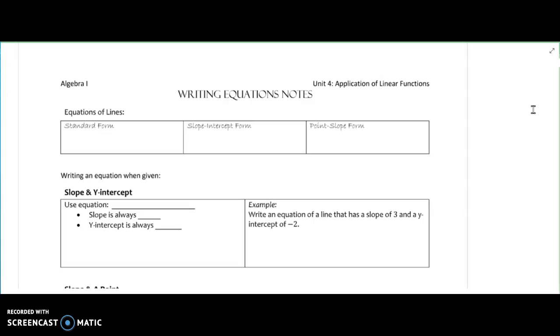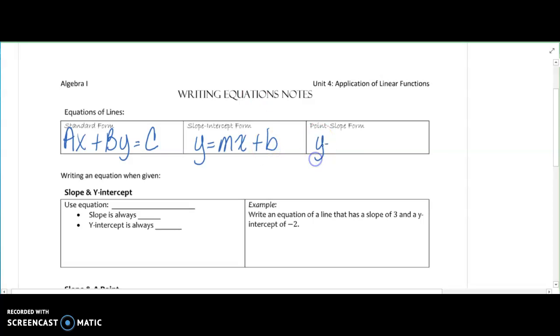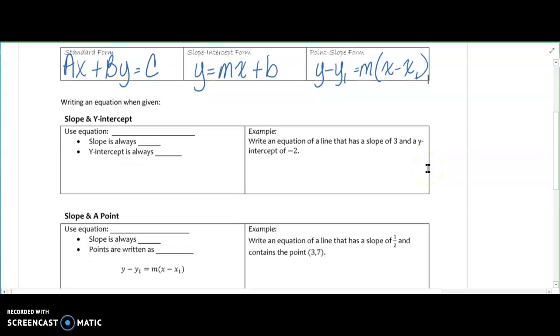So if you remember, equations of lines come in different forms. We have standard form, which is ax plus by equals c. And then slope-intercept form, which is y equals mx plus b. And then point-slope form, we have y minus y1 equals m times x minus x1. Anytime we see the m, we always think of slope.